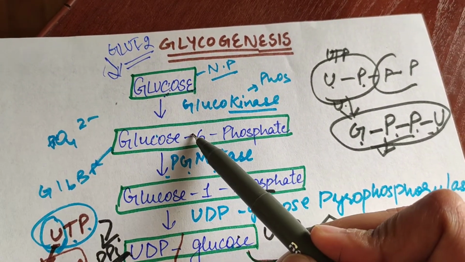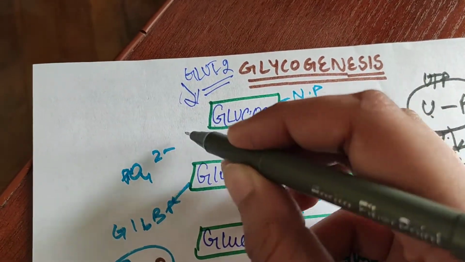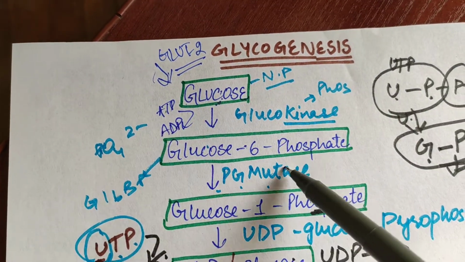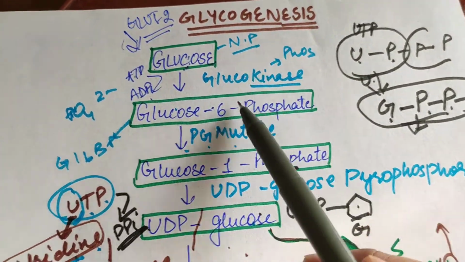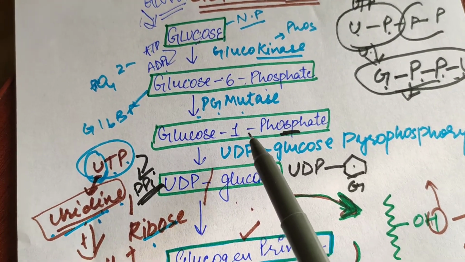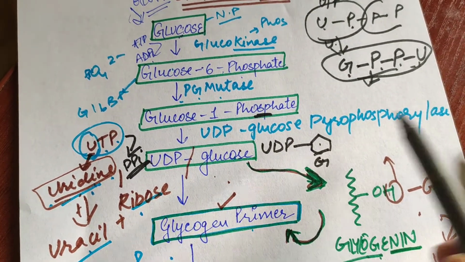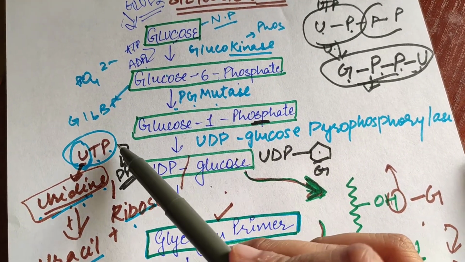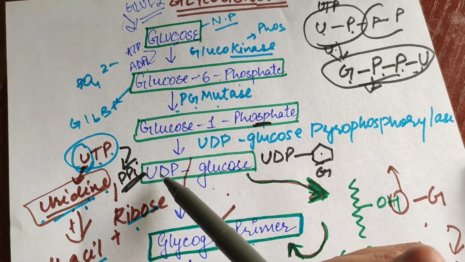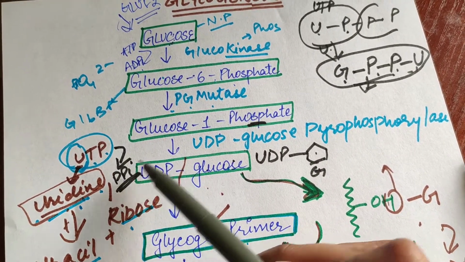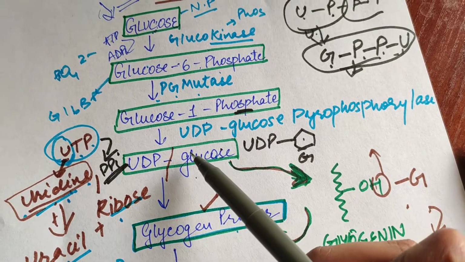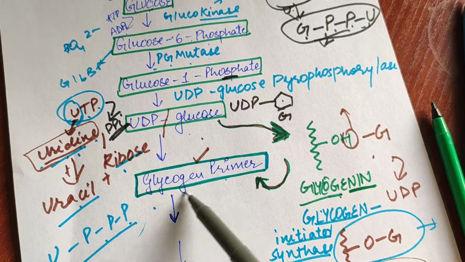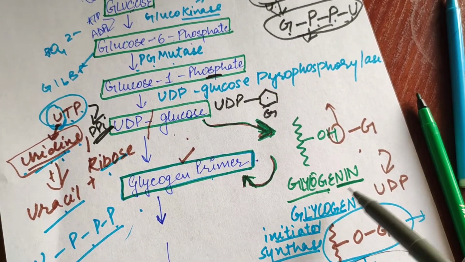Glucose first converts to glucose 6-phosphate through glucokinase, and here the ATP is consumed and forms ADP, because we need phosphorus. Glucose 6-phosphate converts to glucose 1-phosphate through mutase, and then UDP pyrophosphorylase will come. We need UTP over here, and the UDP glucose is formed, as we have discussed all this in the previous video. This UDP glucose then acts on the glycogenin protein if the glycogen primer is not present.